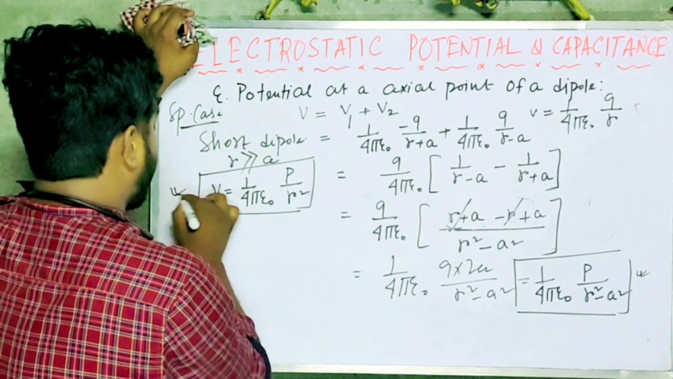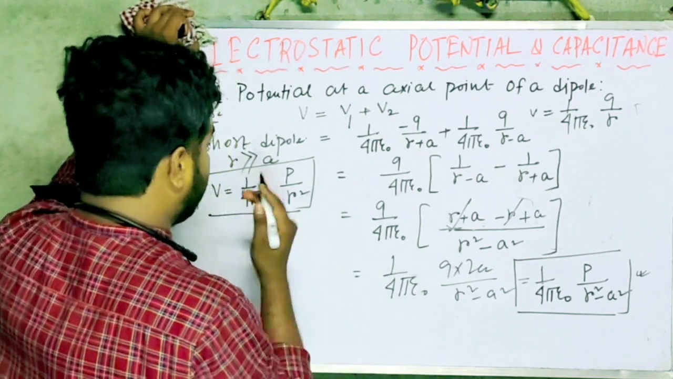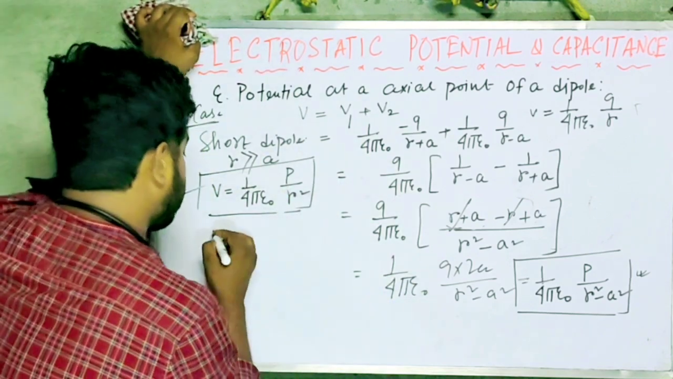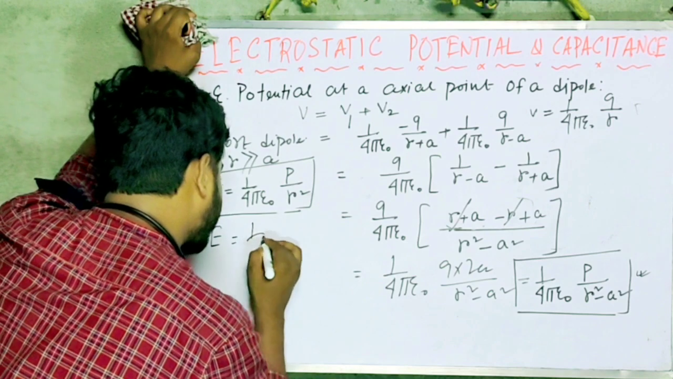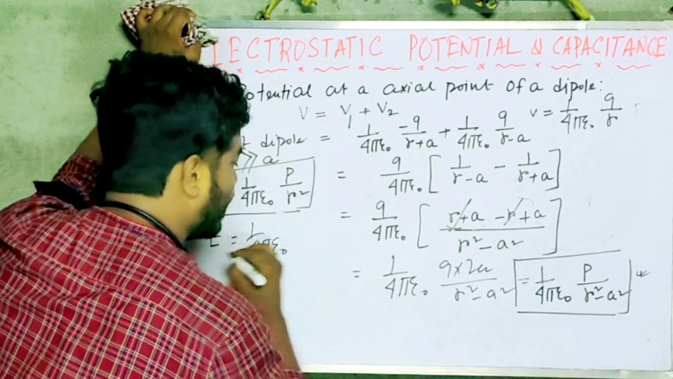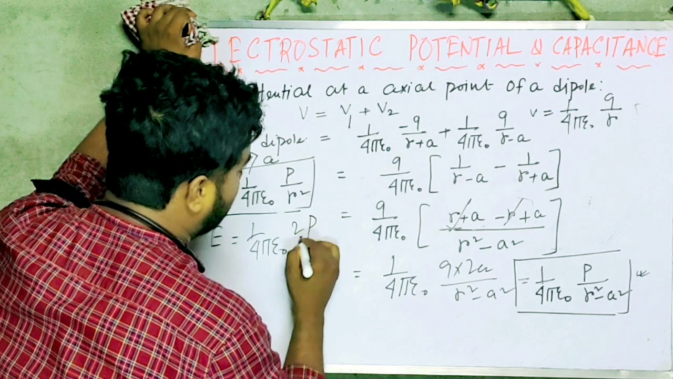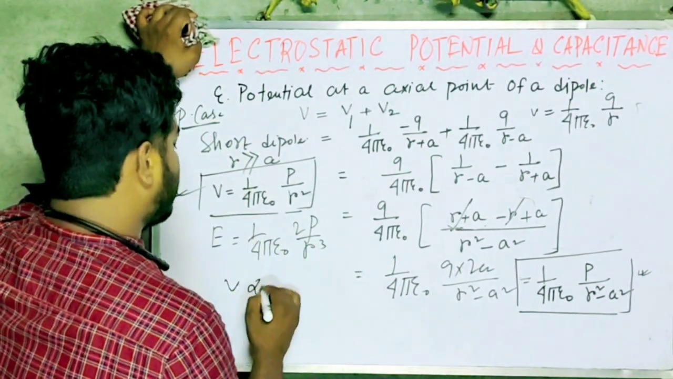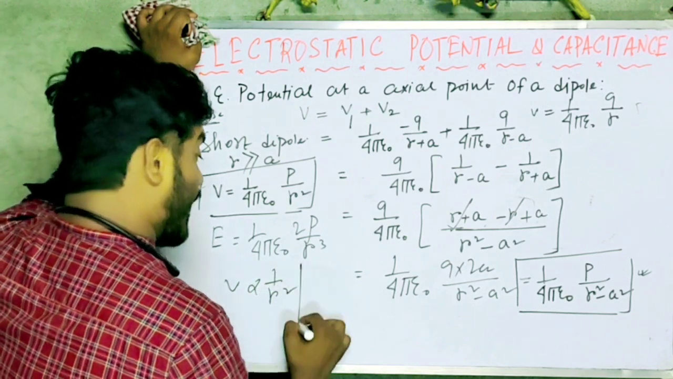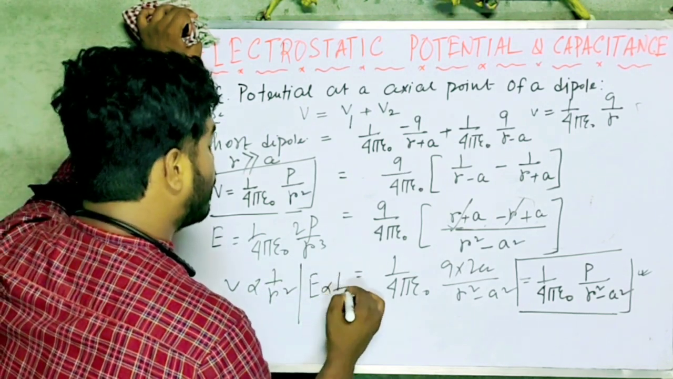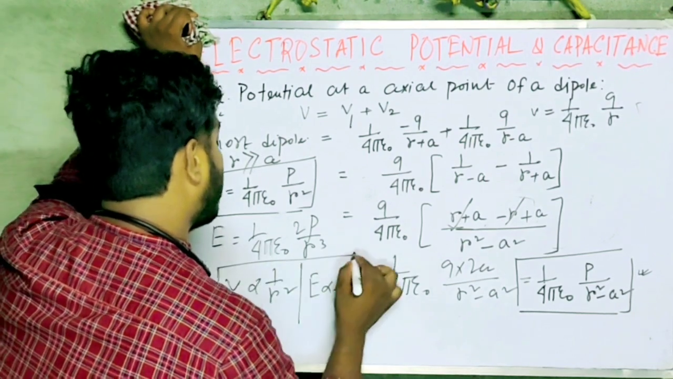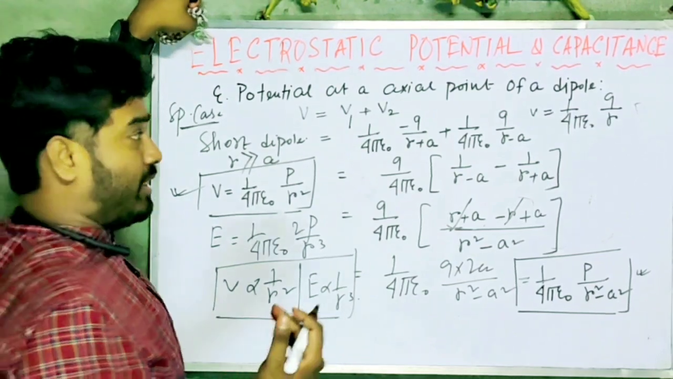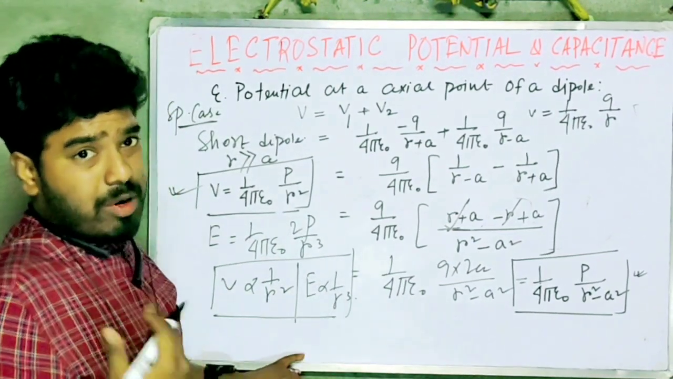So for a dipole at an axial point, the expression of electric potential is this one, and in the first chapter we calculated electric field. The expression is 1 by 4 pi epsilon naught times 2p by r cube. Clear? So here V is proportional to 1 by r square and E is proportional to 1 by r cube. Always compare electric field and electric potential. That will be easier for memorizing it.